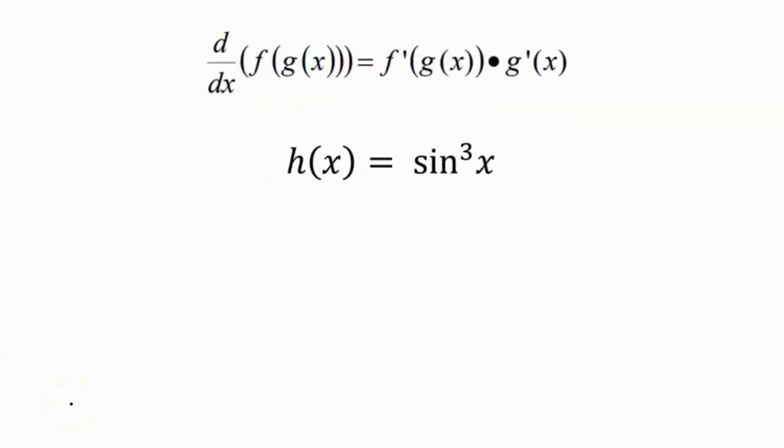Okay, in our next example, h of x is equal to sine cubed x, and we're going to use the chain rule to find h prime of x. All right, so the first thing I'm going to do is rewrite h of x in a better way for you to see the chain. That's the same thing as sine x, cubed.